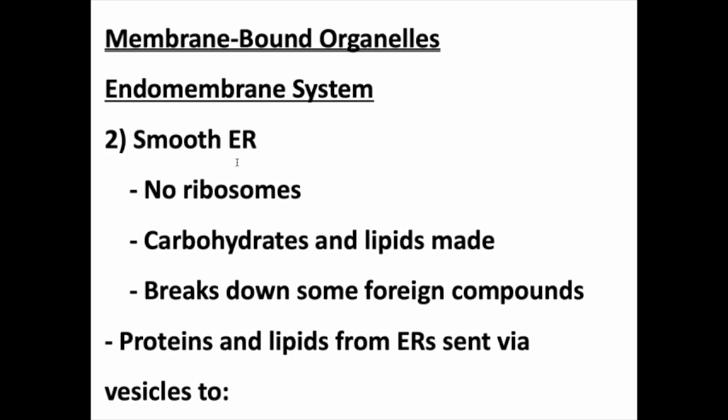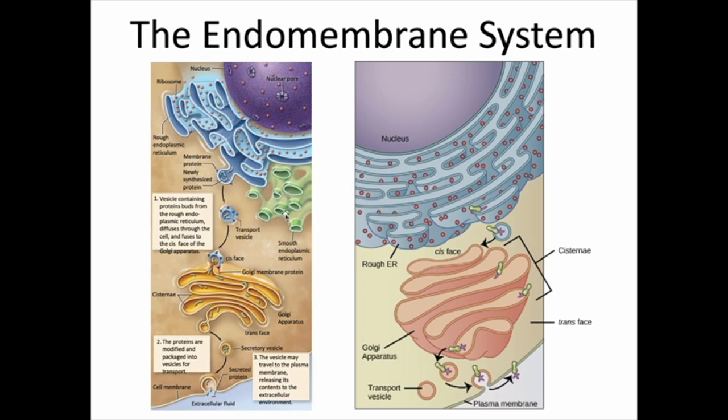It's smooth because there are no ribosomes, which tells you there's nothing with protein being made here. No ribosomes means no protein. Instead, the smooth ER is where carbohydrates and lipids are made. So we're going to see carbohydrates and lipids involved later in this system. Again, they're going to be attached to our proteins as a modification. And so, yeah, this is where those things are made, in the smooth ER.